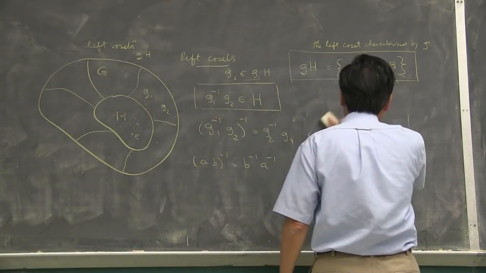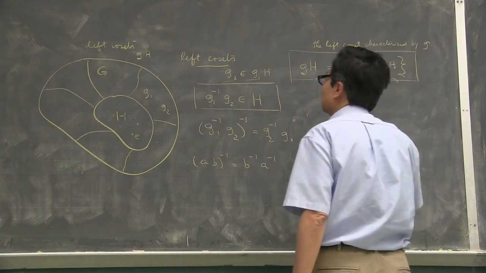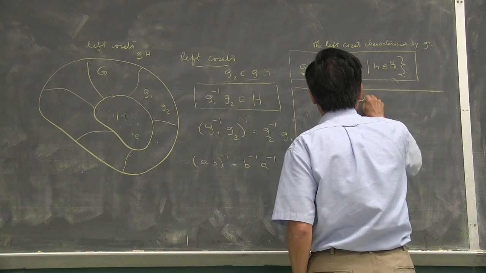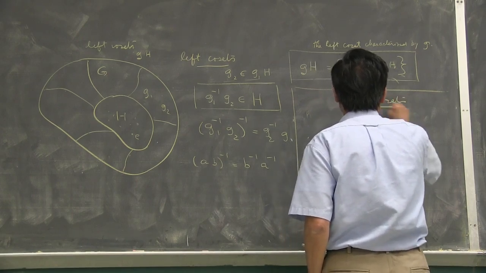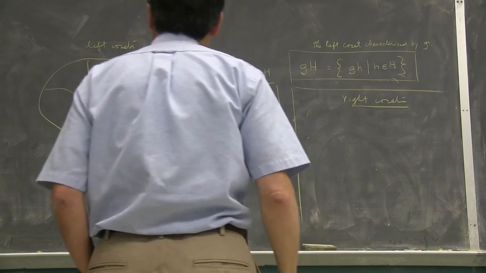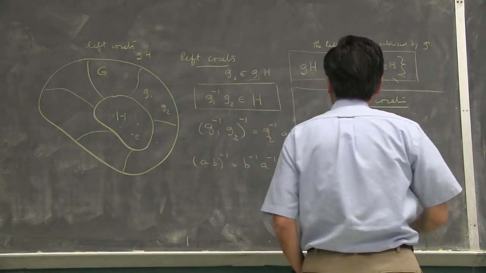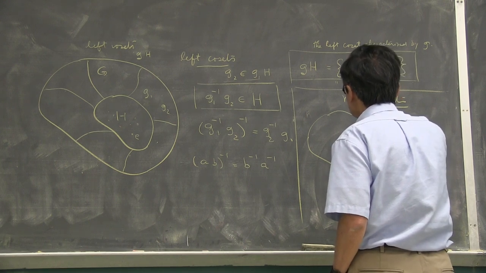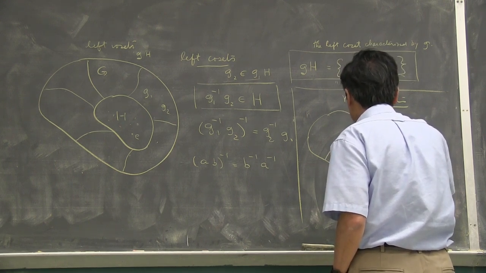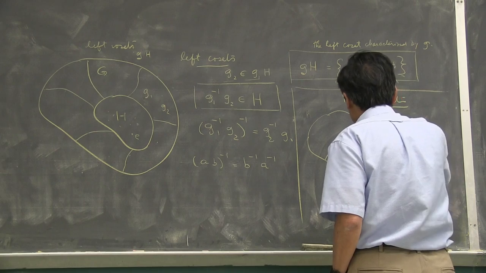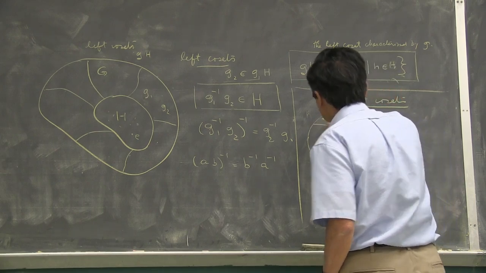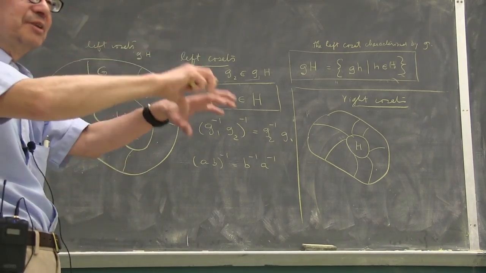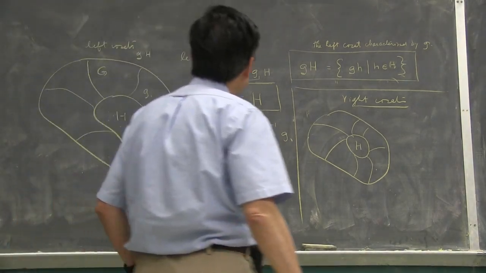Now you can have right cosets also. Similarly, you can introduce the notion of right cosets. A slightly different way of breaking up the group into different disjoint sets. This time, you break it up, but the breakup is different in general. It won't be the same disjoint subsets as the set of left cosets. In general, the set of right cosets is different from the set of left cosets.